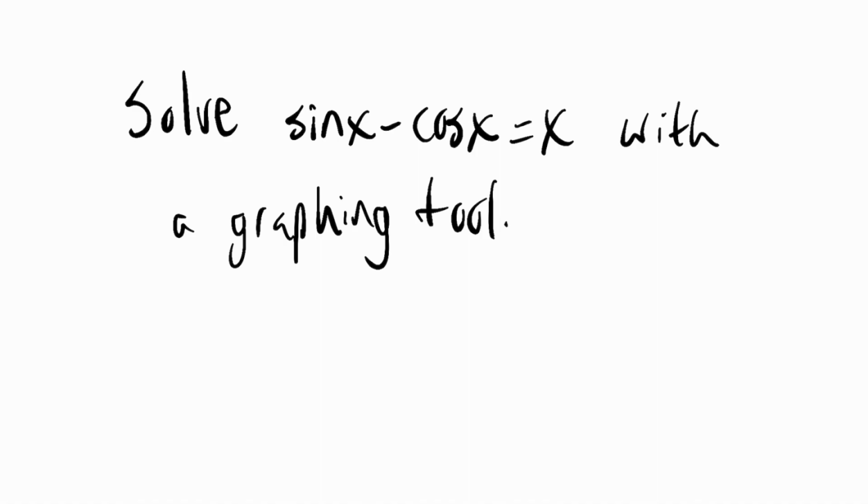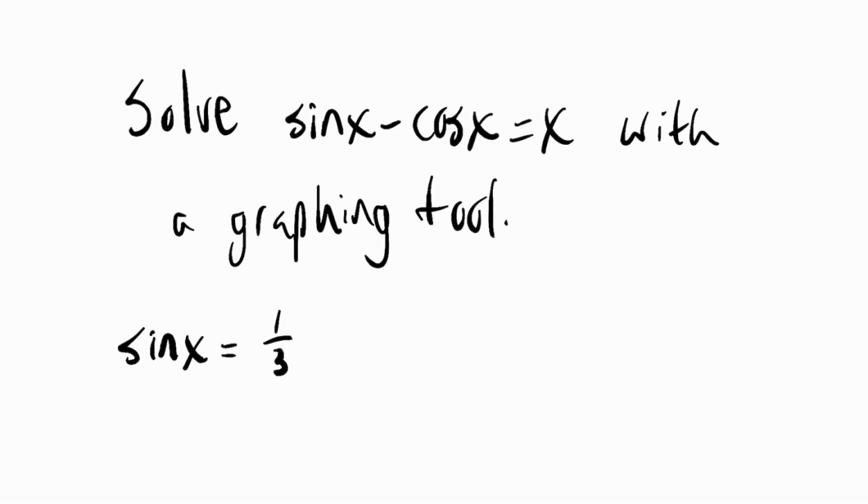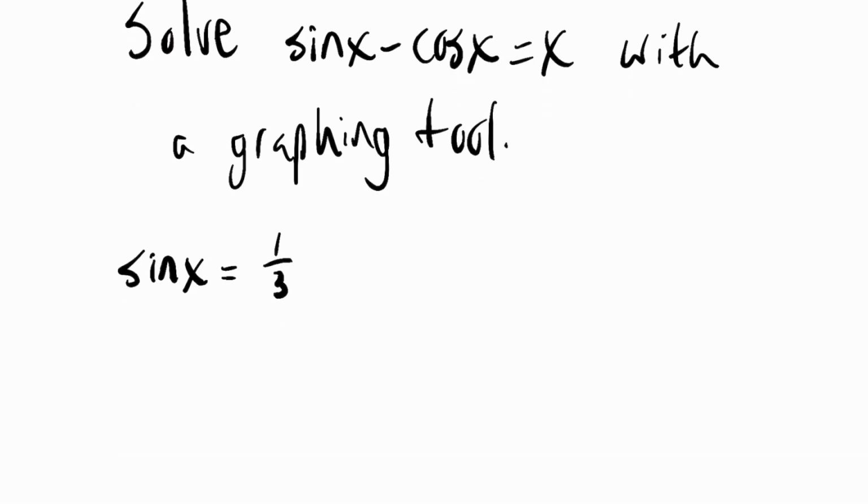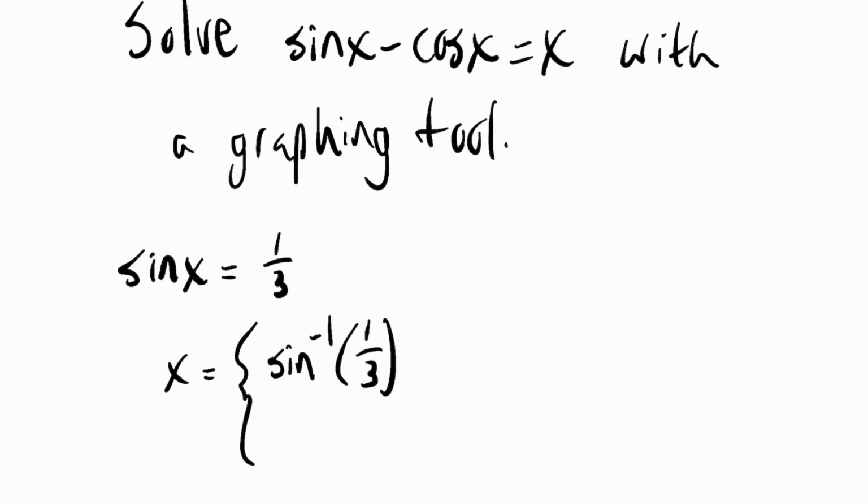To see why, let's start with something fairly straightforward. Let's say I had something simpler like sine x equals, say, 1/3. Well, then I could say, if I apply the sine inverse function to both sides, then x equals sine inverse of 1/3. But then there's going to be another solution.